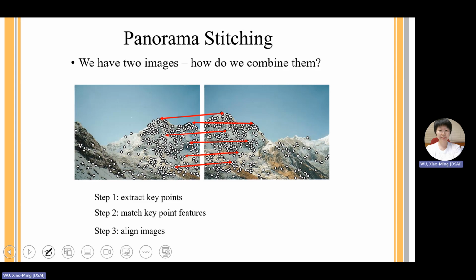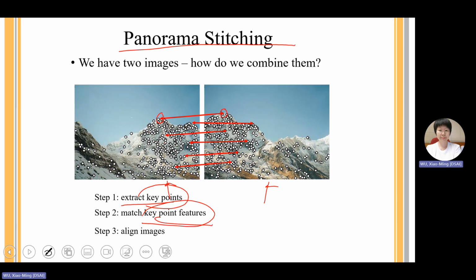We want to combine two images together. And how can we do that? To perform this task, we need to extract some key points from each image, and we want to match those key point features. For example, we want to match this point with this point.